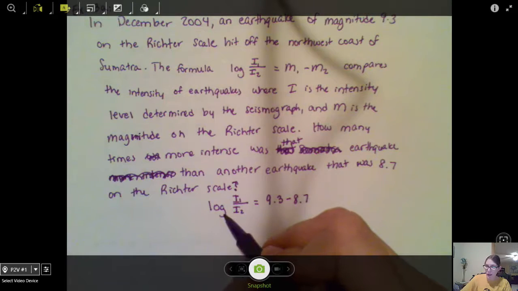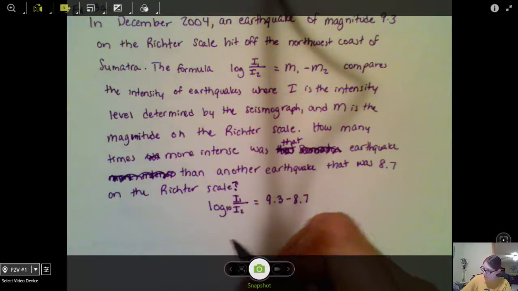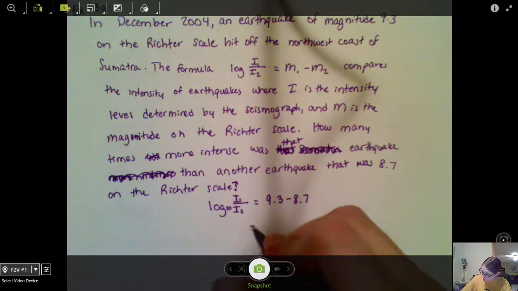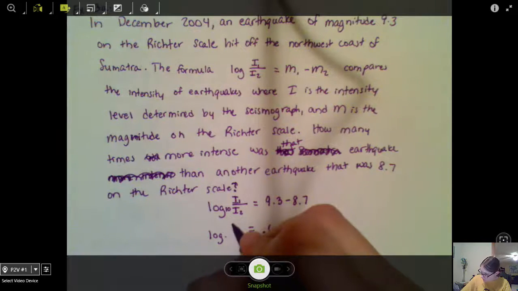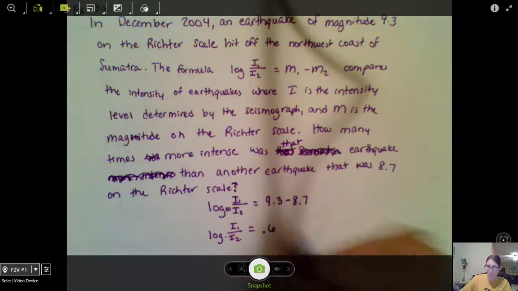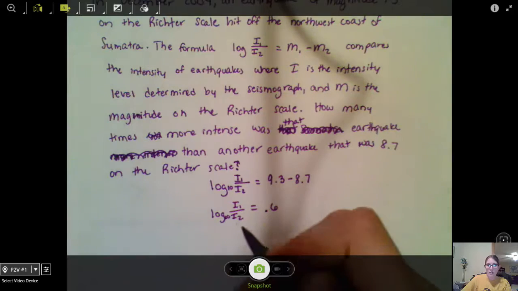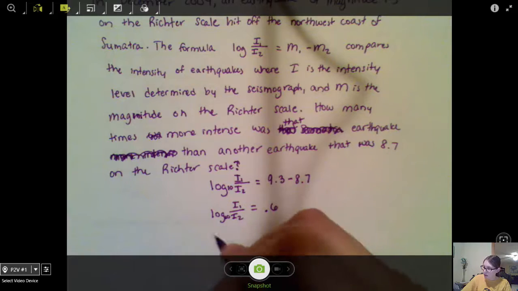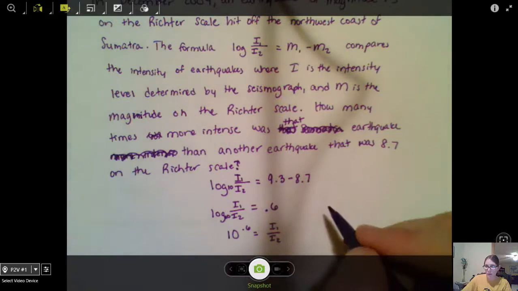We see here, too, that we have a common log. Our base isn't written, which means our base is really 10. Okay, let's simplify a little bit here. 9.3 minus 8.7 is 0.6. And again, remember that our base is 10 here. So in order to do anything else, let's think of this in exponential form. 10 is the base for my log. 10 to the 0.6 power equals I1 divided by I2.